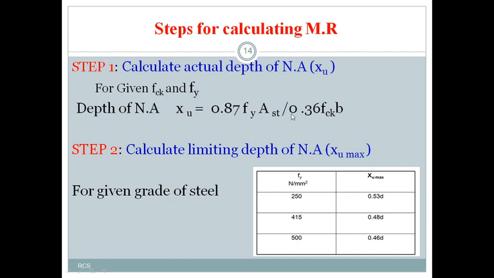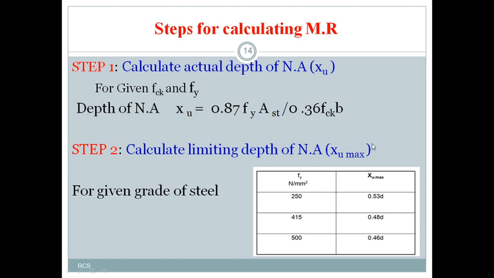From this we can calculate the actual depth of neutral axis. Then, in the second step, we calculate the limiting or maximum depth of neutral axis, that is XU max. Again, as I have discussed, it can be calculated using the grade of steel, as the maximum depth of neutral axis depends only on the grade of steel, not on other factors.